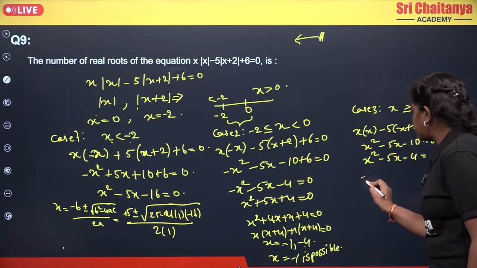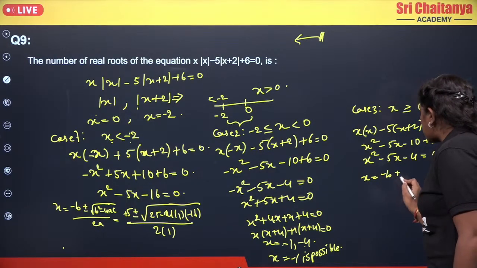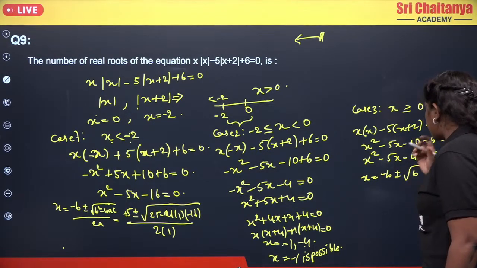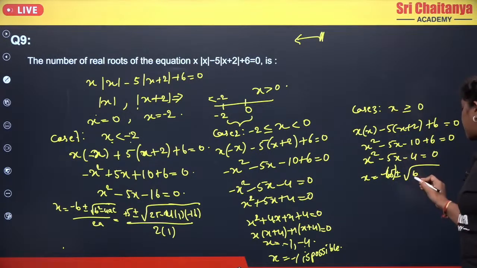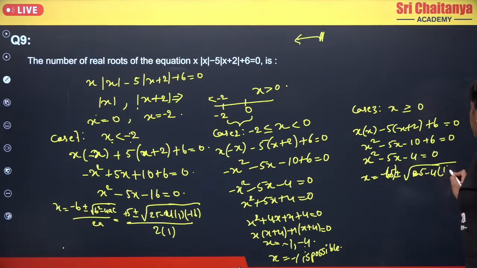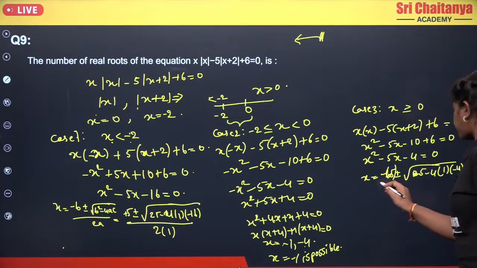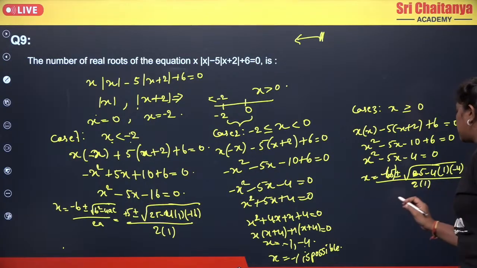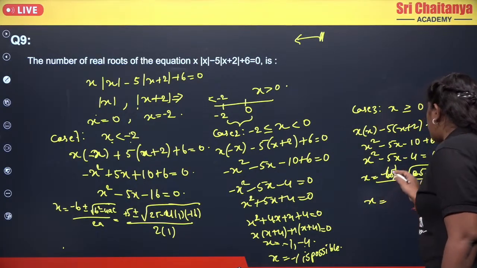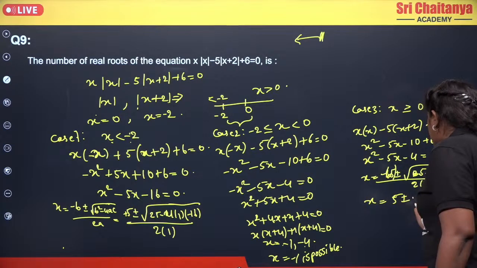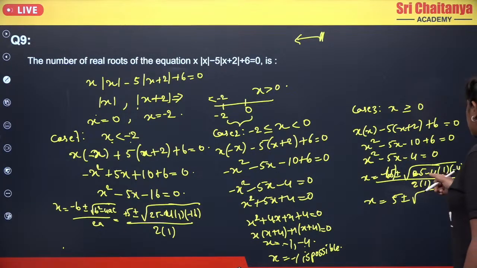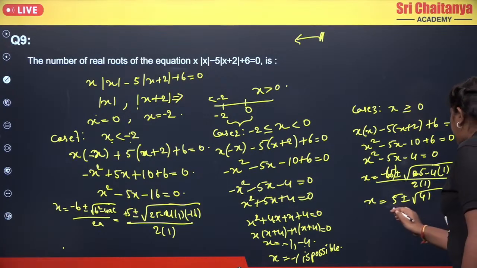Now use the formula x equals to minus b plus or minus root of b square minus 4ac by 2a. So now it becomes minus of minus 5 plus or minus root of 25, 5 square 25 minus 4 into 1 into minus 4, whole divided by 2 into 1. Now x will be equals to your minus of minus will become plus 5 plus or minus root of 25 minus into minus plus 16. 25 plus 16 will give you 41 by 2.